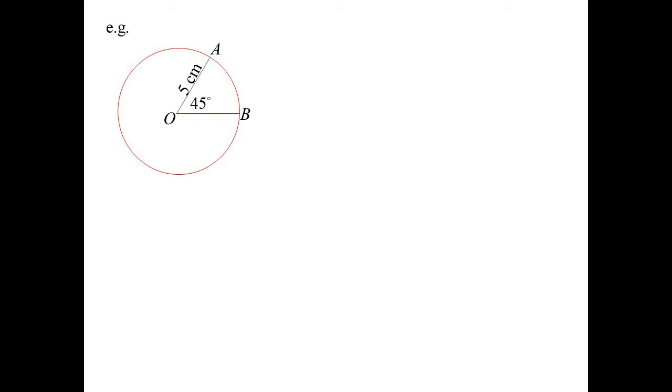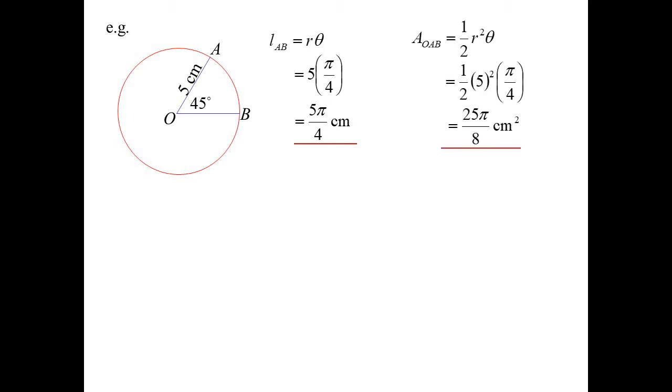centre, and I've deliberately used degrees here to highlight, hang on a sec, when I use this formula, I don't substitute in 45 degrees, it's got to be in radians. So the length of that arc would be 5 times pi on 4, so 5 pi on 4 would be the exact value. And the area, half r squared theta, works out to be 25 pi on 8.